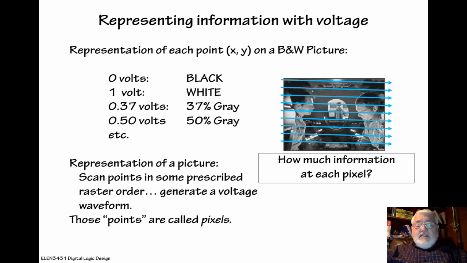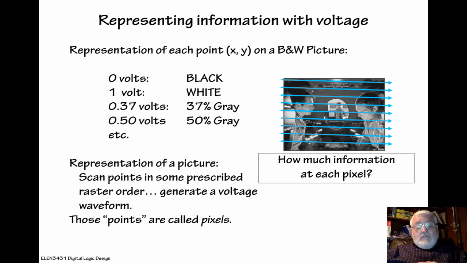Now remember, we talked about black and white television back when we were talking about encoding. Let's say we want to represent each point on a black and white picture, just a single frame from a black and white television, or a black and white photograph. Everybody knows what that is. There's an example there. Each point, X, Y, on the picture.